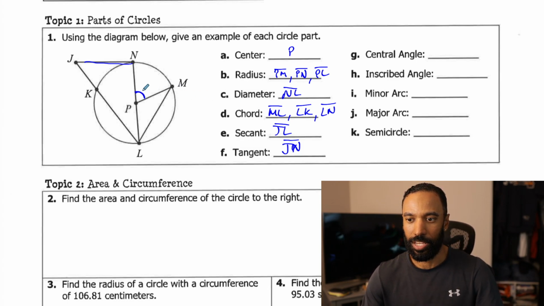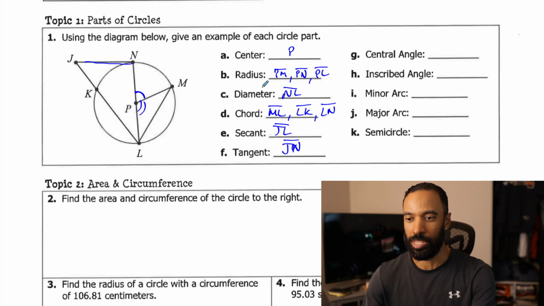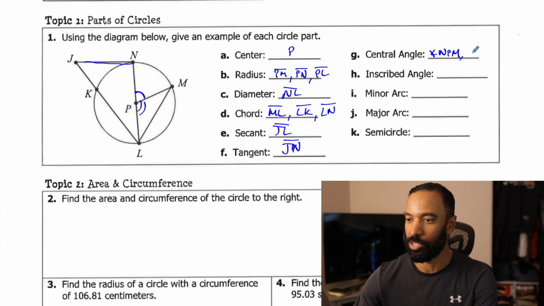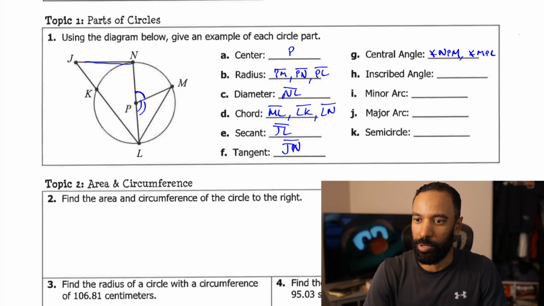So you have this angle right here, or maybe this angle right here, or you have the whole thing. I'll label these two. So you have angle NPM. Remember, P has to be the vertex, the middle letter as the vertex. And then angle MPL. There are other versions, the straight angle, stuff like that you can do. But as long as it's made by the center.